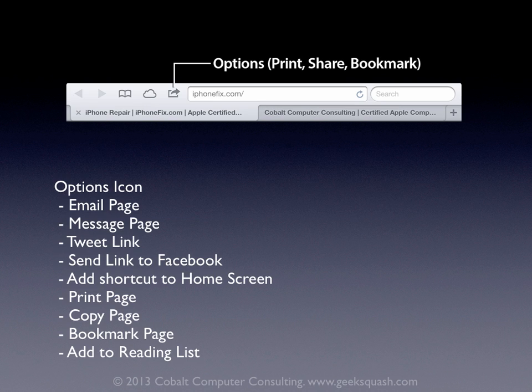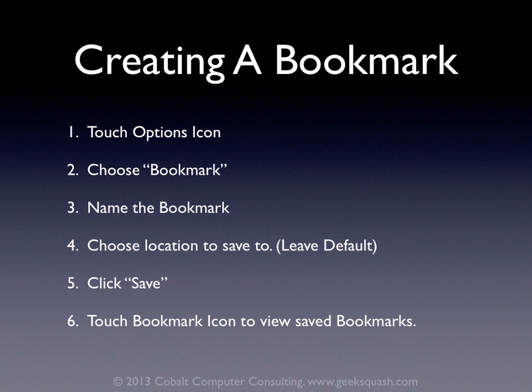So the options icon, the curved arrow, if you click that curved arrow, you're going to get the option to email this page to a friend, to text this page to a friend, to tweet a link to it, and so on. But the big important ones for most people are going to be printing the page and bookmarking the page. So that's what is within that options icon. That curved arrow has the important options you need.